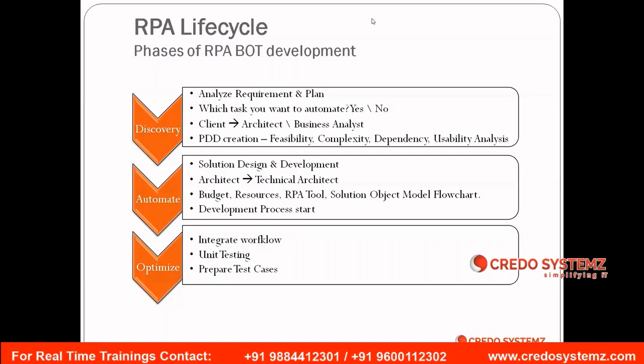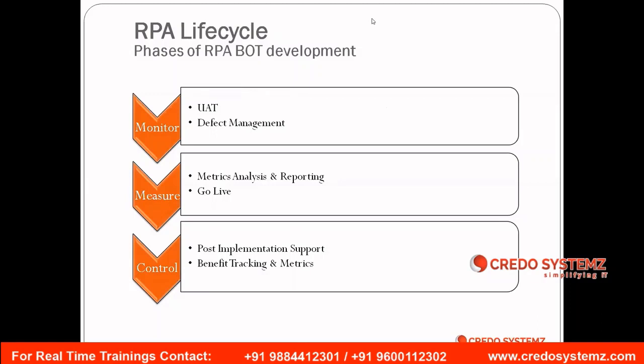The developer will be starting with the actual development, and then once the integration and everything happens, that will happen in the optimized phase. When you're involved with sub modules, every module will be integrated together to achieve one single process automation. And once everything is completed and your unit testing and everything is done, we would go ahead and start with the user acceptance testing. So the user acceptance testing is going to be in the monitor phase.